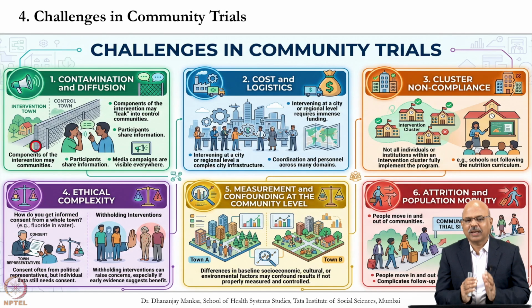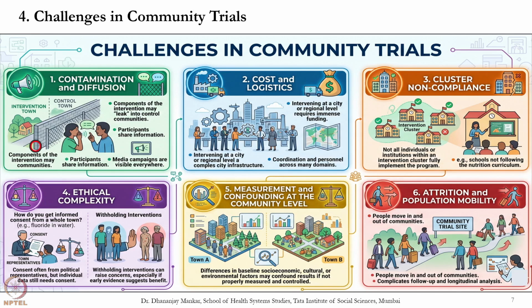Then comes measurement and confounding at the community level. What does this really mean? When you have two groups, a complete town A and a town B, and you come across differences in baseline economic, socio-economic, cultural, environmental, food and other social status, this confounds the result if not properly measured and controlled. So this may give a major challenge, and it can even be a major deterrent to taking your study ahead, and it has to be thought of seriously at the community trial level.